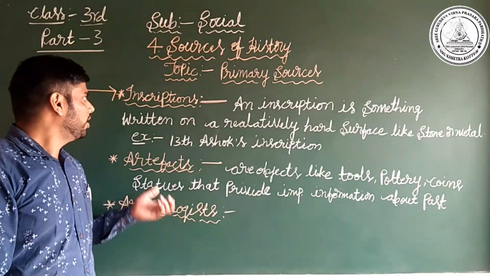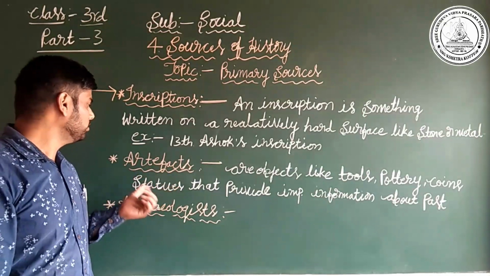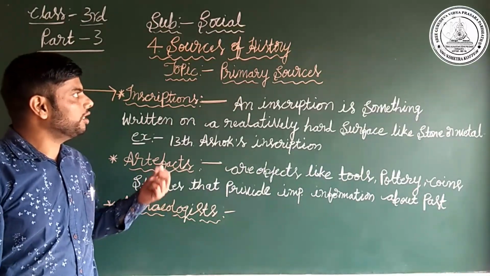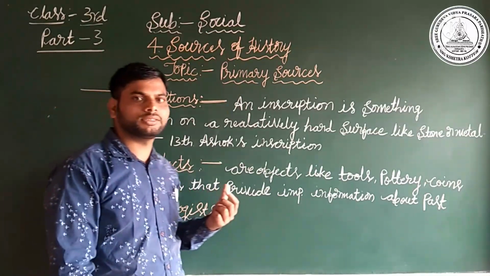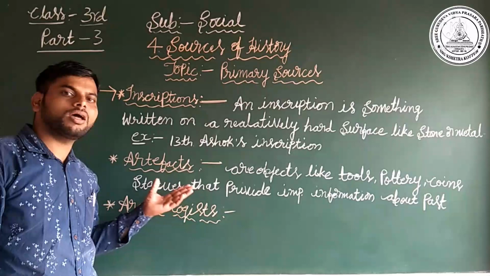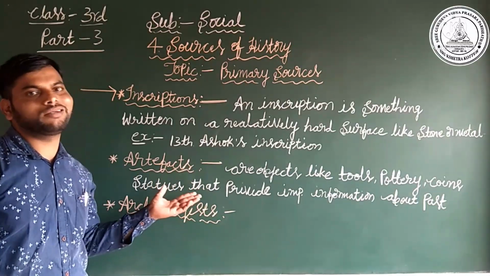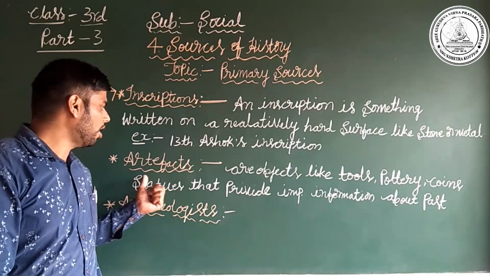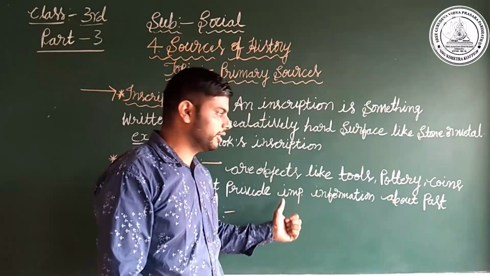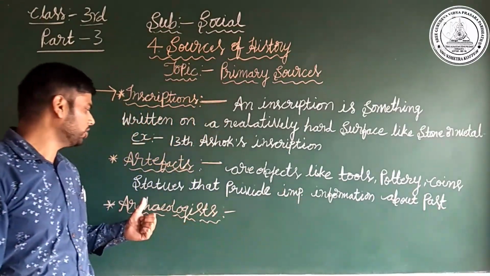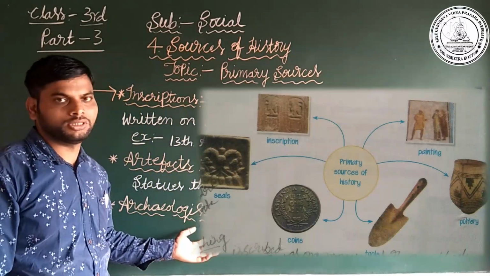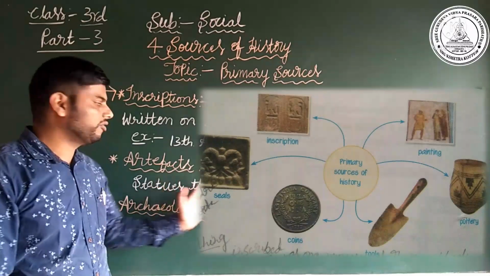Yes, my dear students, we can see another very important primary source of history, that is artifacts. In simple words, artifacts are nothing but objects that carry historical information or background. In other words, artifacts are objects like tools, pottery, coins, and statues that provide important information about the past. Those we call artifacts.